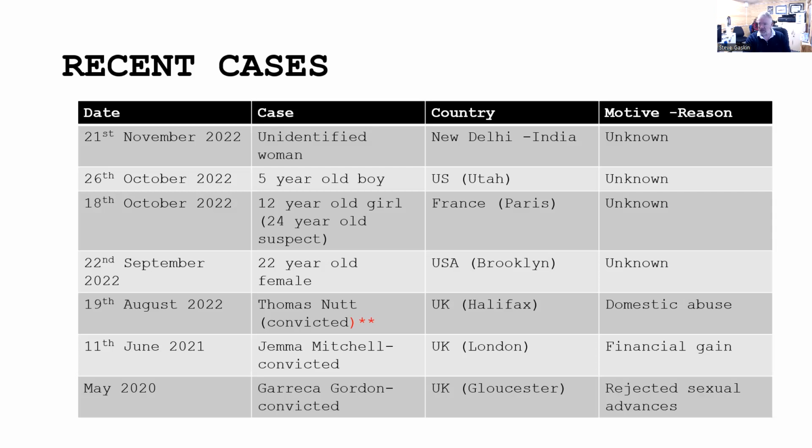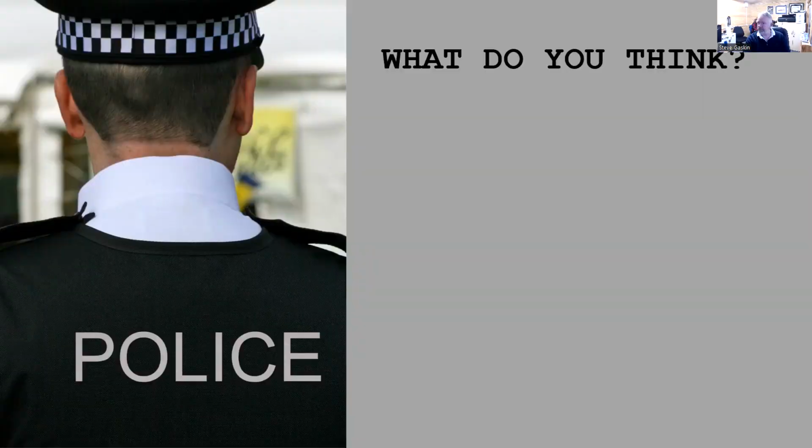That was a guy called Thomas Nutt, and it was a case of domestic abuse, a very interesting case. And this crime was actually carried out, the murder, dismemberment, and then putting the victim into a suitcase, on his wedding night. So what do you make of that? And the motive you can see on the right-hand side, but there are other cases. So again, there's nothing stopping you further researching this particular topic.